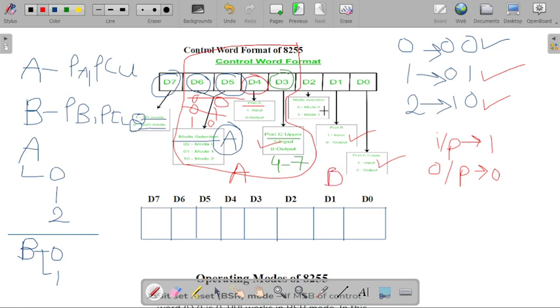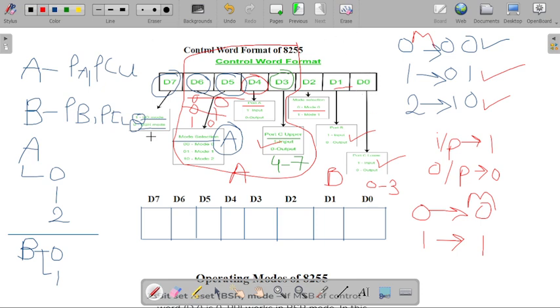The D2 bit is used for mode selection. If it is 0, then we are indicating mode 0 operation, and if it is 1, then we are setting mode 1 operation. The next bit is the D1 bit, in which we write the port B setting: 1 for input and 0 for output. The last bit, the D0 bit, is used for port C lower architecture, that is port 0 to 3 of port C lower part.